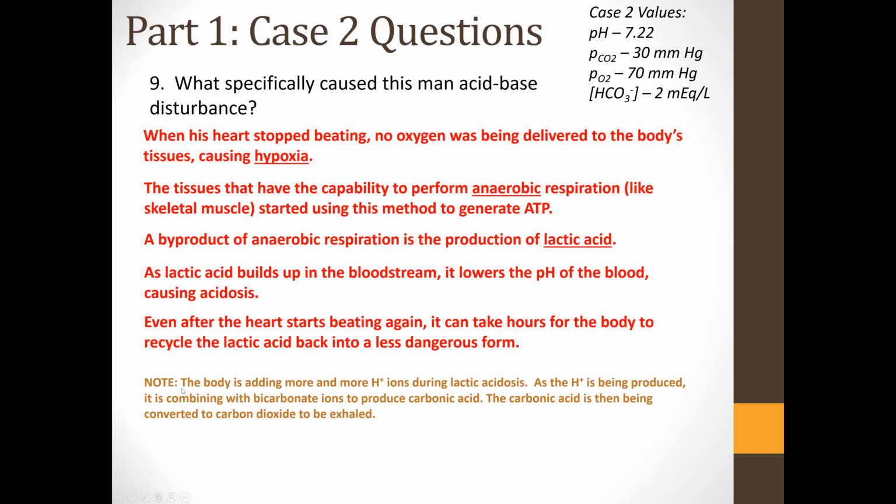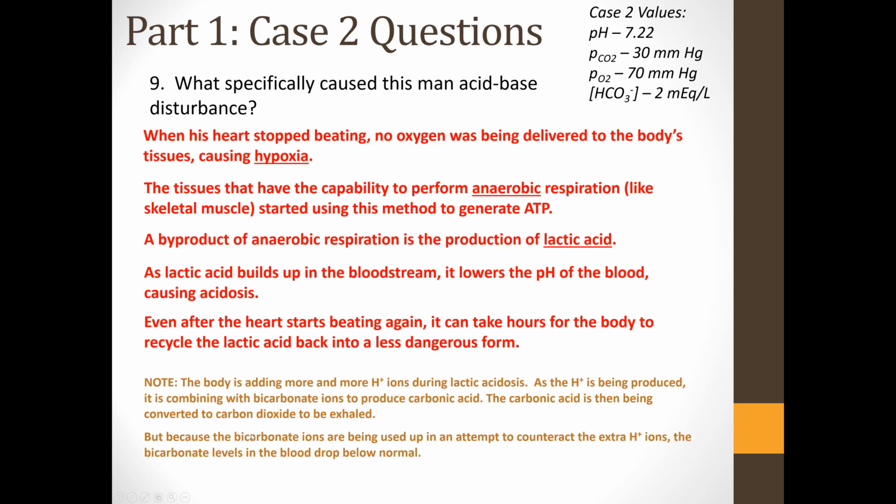So also note, the body is adding more and more hydrogen ions during lactic acidosis. And as the hydrogen ions are being produced, they are being combined with bicarbonate ions to produce carbonic acid. The carbonic acid is then being converted to carbon dioxide, and it is then being exhaled. That's why he has a higher than normal breathing rate. But that also means that you're using up all of your available bicarbonate ions in an attempt to counteract those extra hydrogen ions that are being produced. And this is why you end up with a lower than normal bicarbonate level in the blood.